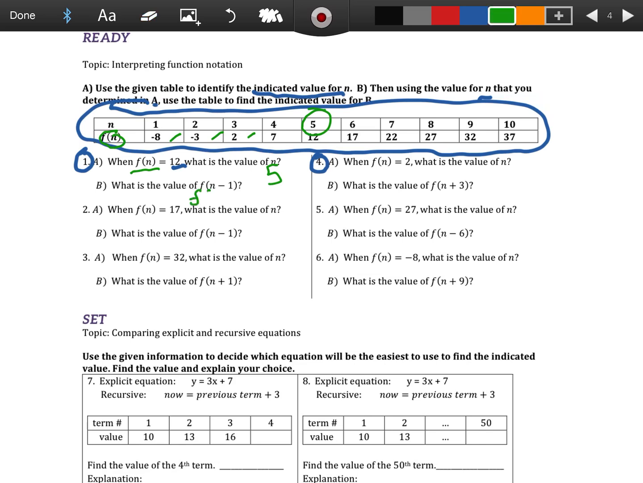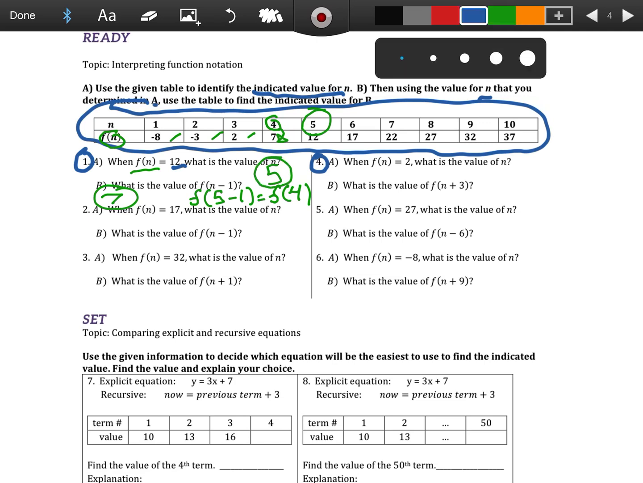And then what's the value of f of n minus 1? Well, let's imagine that if we were to put 5 in place of n, we would have 5 minus 1. Can we simplify what's in parentheses? Hopefully you're saying 5 minus 1 would get you 4. And then f of 4, well, I know that the input's 4, so the outcome here is 7. So that's our answer. Now I'll write this again over to the side. So for 1a, it was 5. For 1b, it was 7.